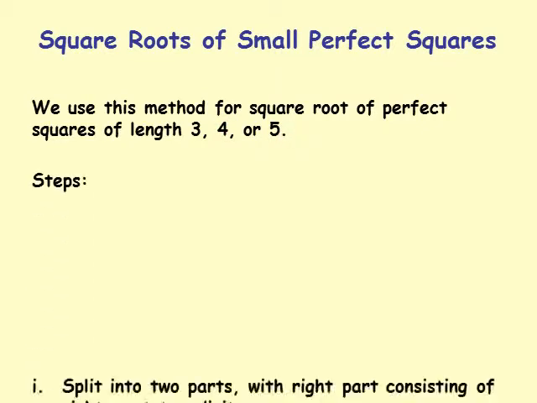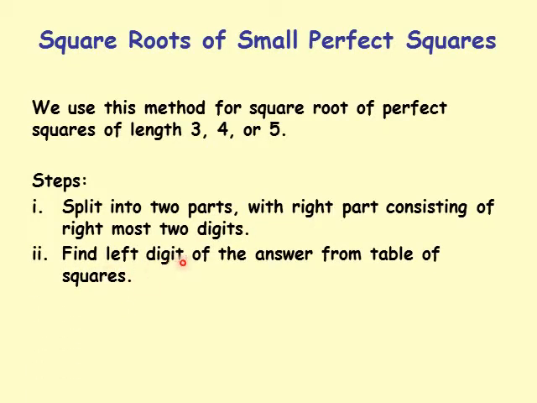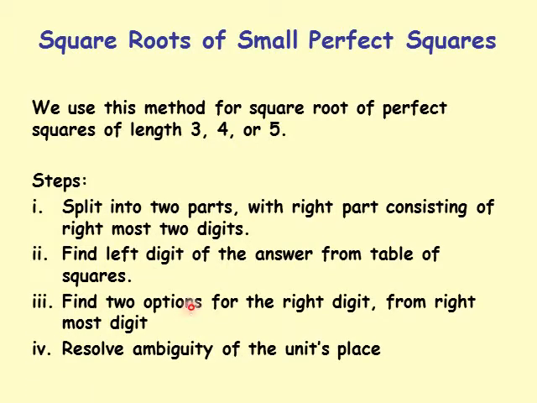Here the steps are: split the number into two parts, with the right part consisting of the rightmost two digits. Find the left digit of the answer from the table of squares. Find two options for the right digit from the rightmost digit. Then resolve the ambiguity of the units place, since usually you have two options.